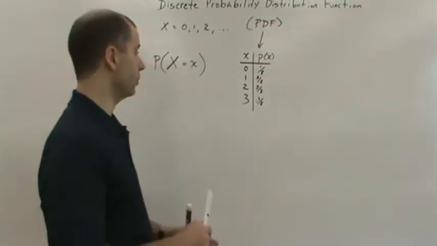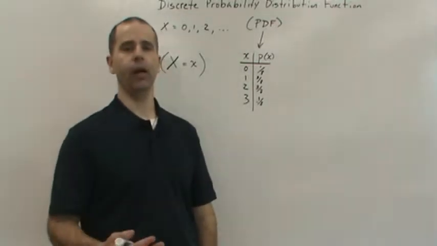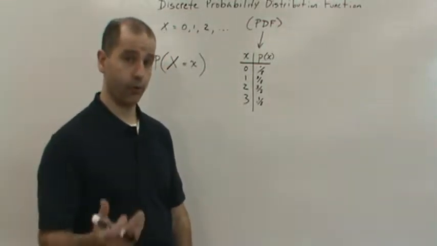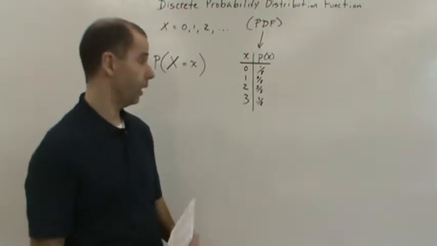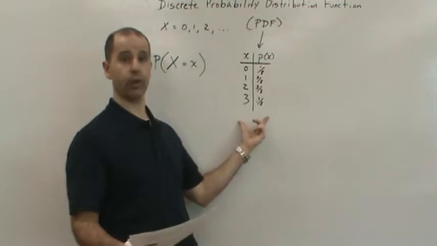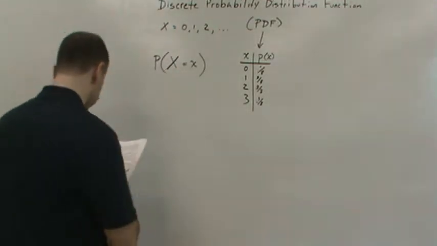So this is what we're looking at. Anytime somebody asks you, what is the PDF or what's the probability distribution function for this random variable, this is what we're looking for, in the general case for a discrete random variable. Okay, so let's do an example.